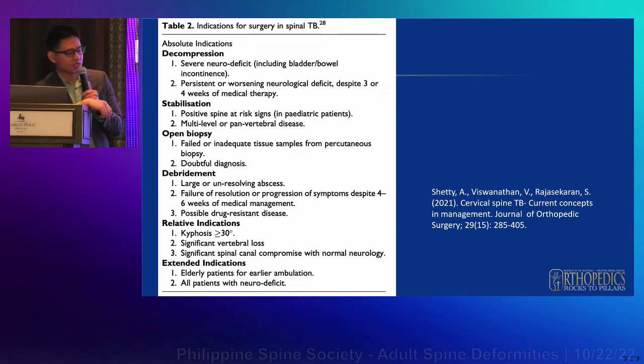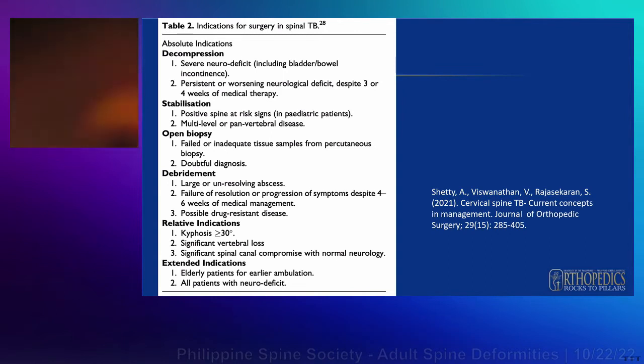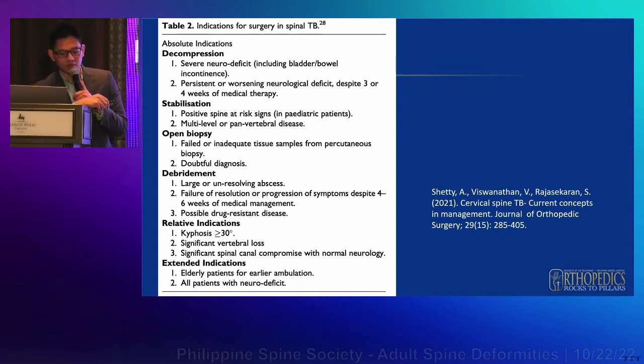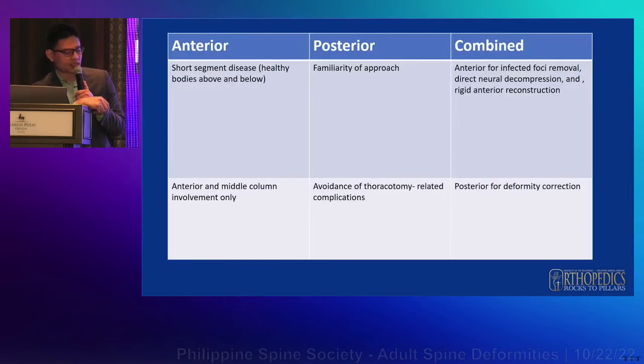Another table was cited by these authors. And for stabilization for patients with Pott disease, if the patient has positive spine at risk signs, or multi-level or panvertebral disease, or a patient actually would have fallen under this category. And for doing anterior-posterior combined approach, we all know that for short segment disease, we go with the anterior.